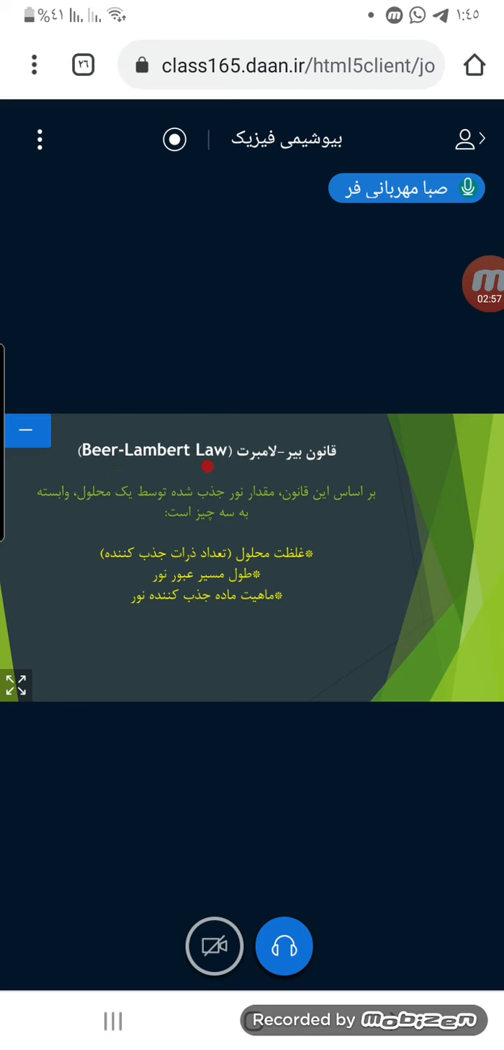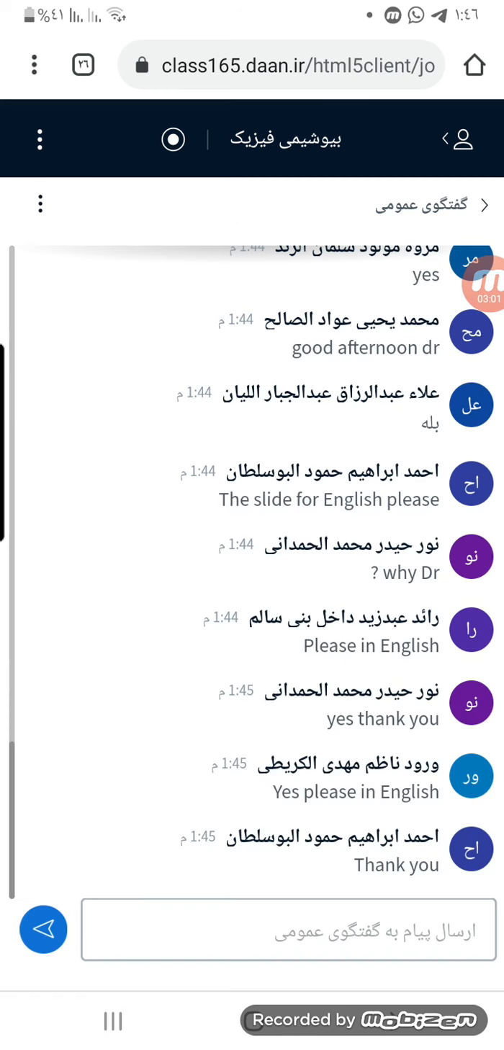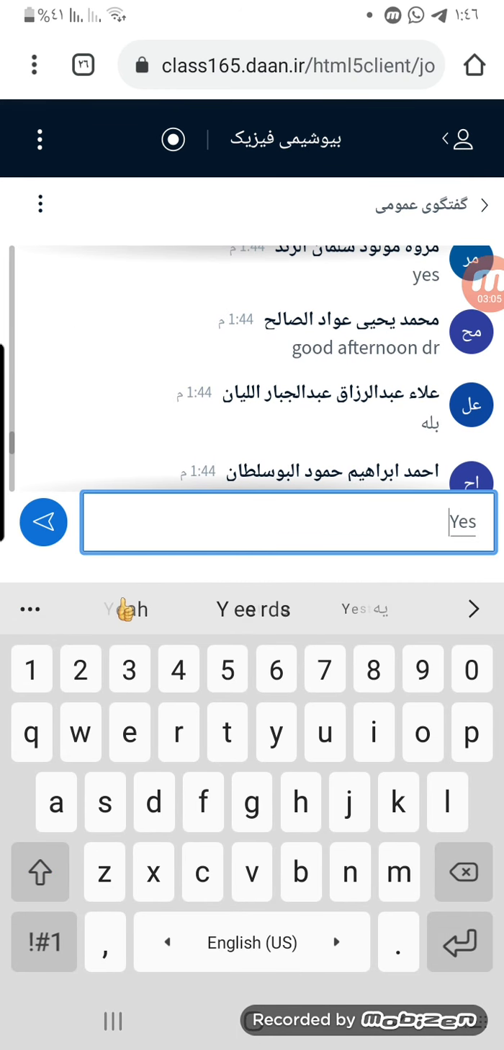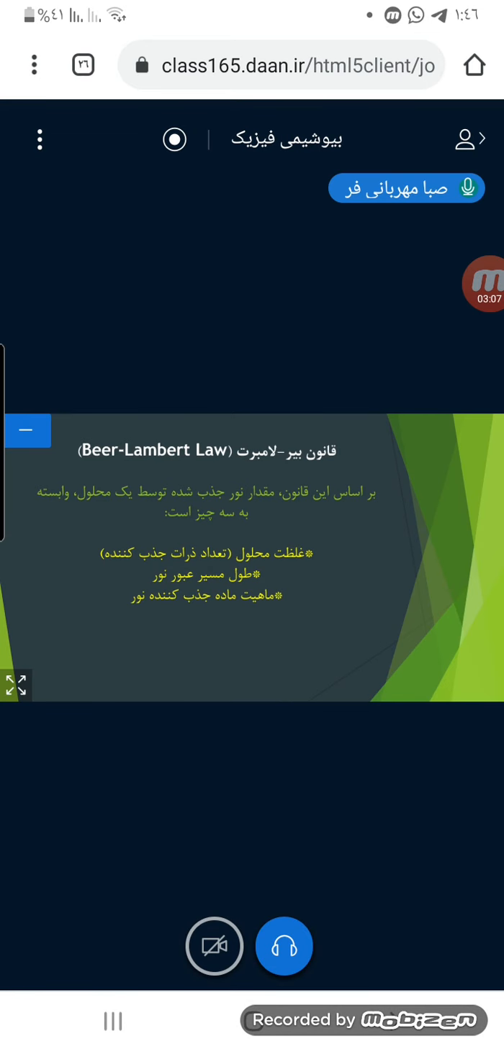Beer-Lambert's law? Do you know anything about it? Beer-Lambert's law. Okay. Based on Beer-Lambert's law, the amount of light that is absorbed by a solvent.